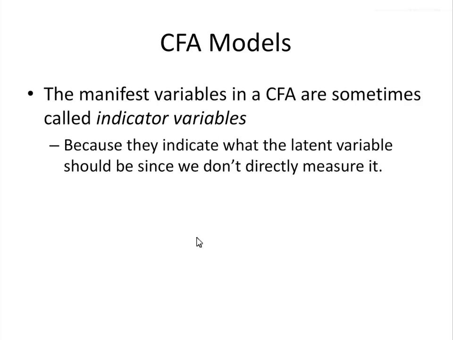Okay, so the manifest variables, or the measured variables in CFA, are sometimes called indicator variables, as if they don't have enough names. They're manifest or indicators, they're measured. But that idea is based on the theoretical component that they indicate what the latent variable is measuring, since we don't actually directly have a measure of the latent variable. So I can't really pop an IQ out of somebody's head. Instead, I am using these scales to indicate what we expect their IQ to be.